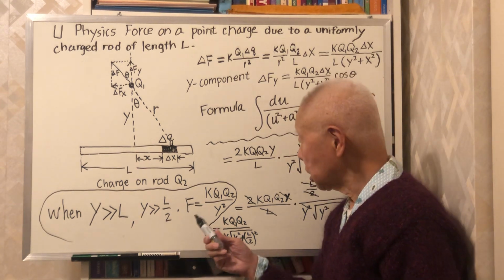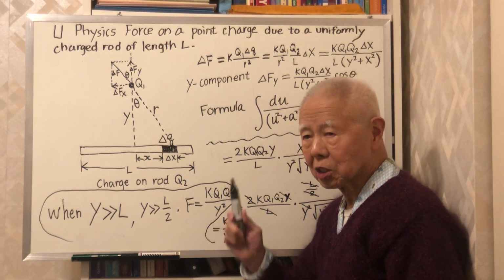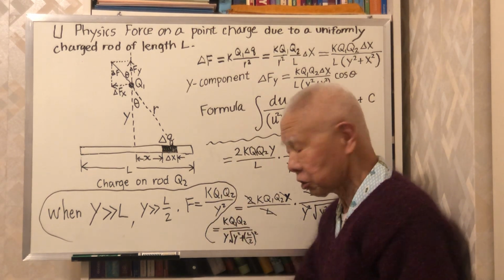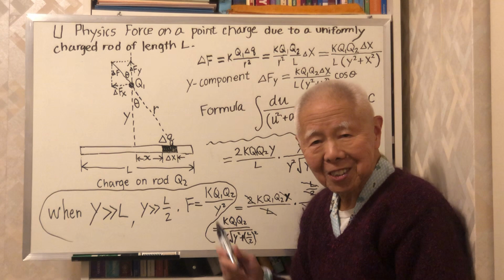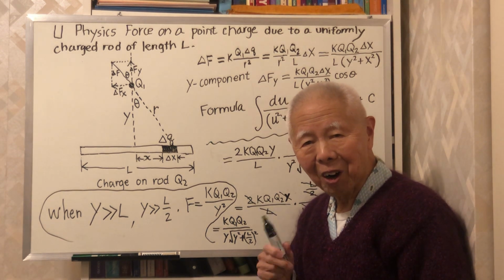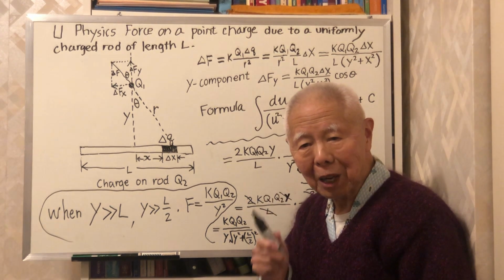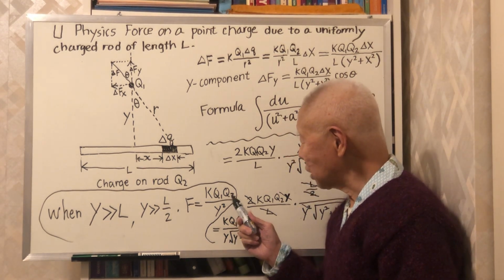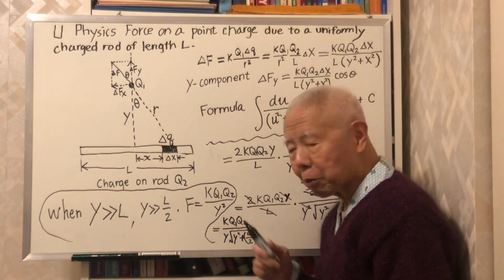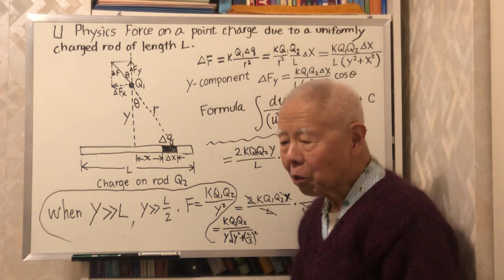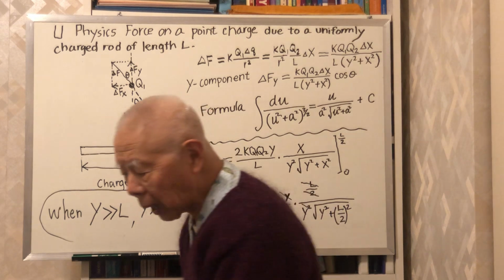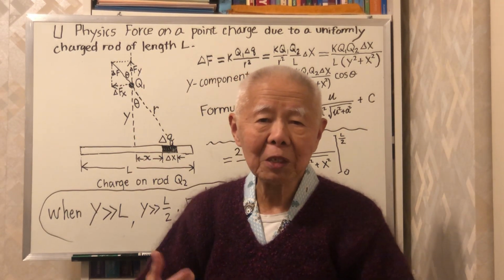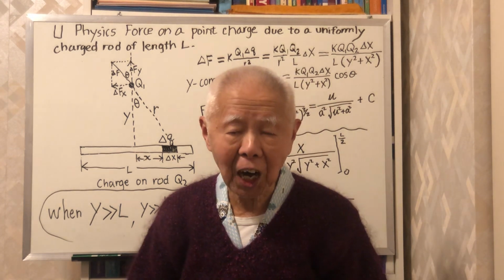Under this condition, the force is in the y direction, and the force is given by this. Look at this. What is this? Newton's law, Coulomb's law between two point charges. You see? Q1, Q2 are point charges. The separation between them is y. So when they are so far apart, the long rod appears very small, just like a point charge.